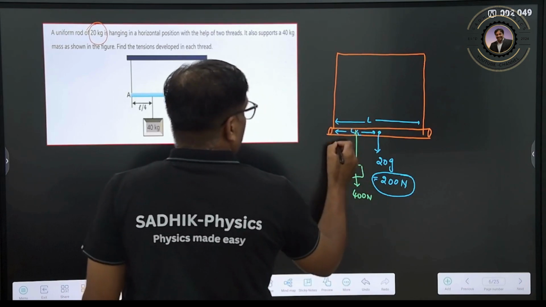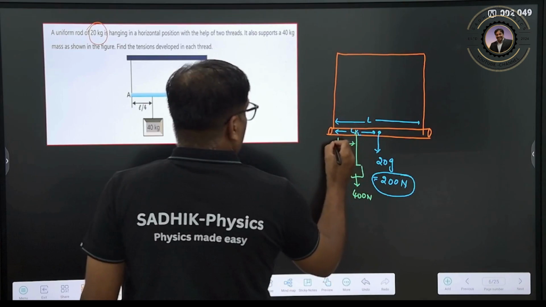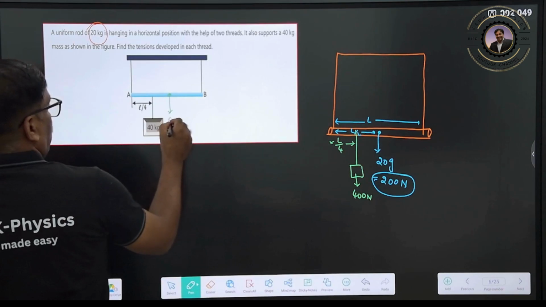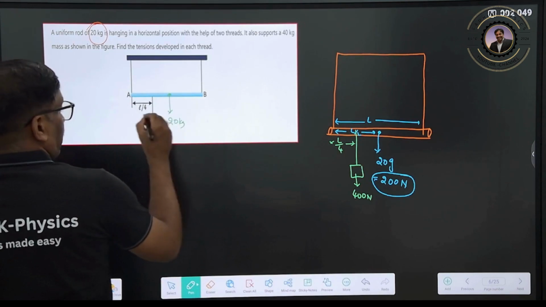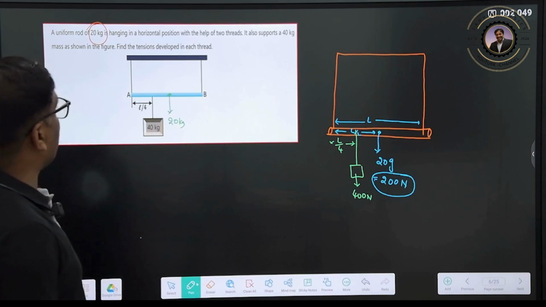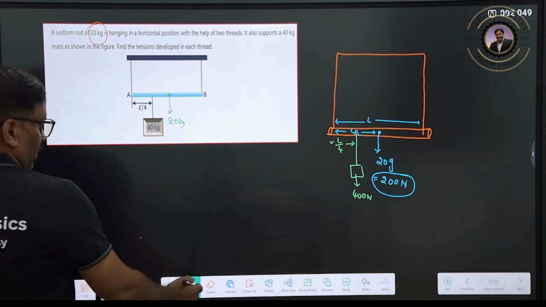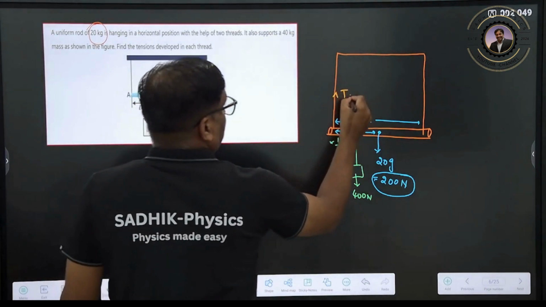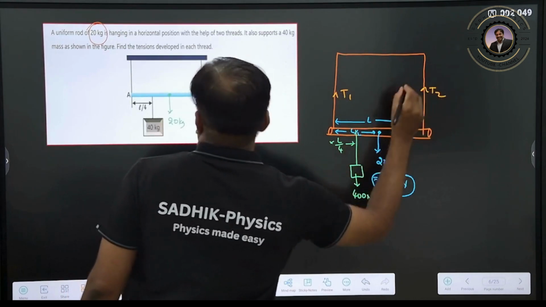What is the distance here? L by 4 distance. Clear? This is L by 4. Here already 200 newtons, that is the 20 kg given. Clear? 200 newtons. We have to calculate the tension developed in the strings, that is the tension T1 and suppose T2.